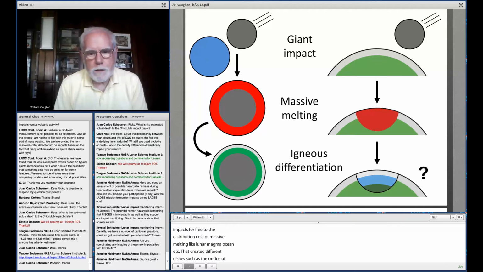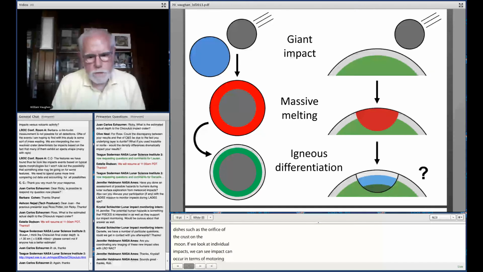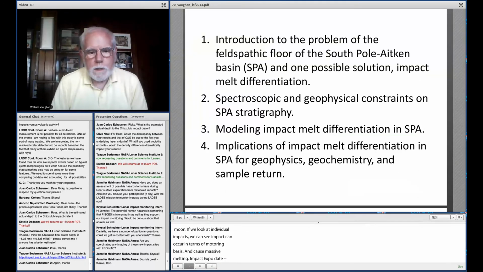Next, please. So if we take a look at individual impacts, we can see, in fact, that giant impacts can also occur in terms of multi-ring basins and other things like that, and actually cause pretty massive melting. And if the impact excavates down into the mantle, of course, it's really interesting what the combined melt will be and what happens to that melt. Next, please.